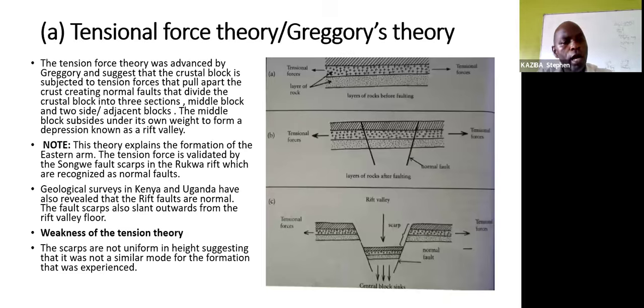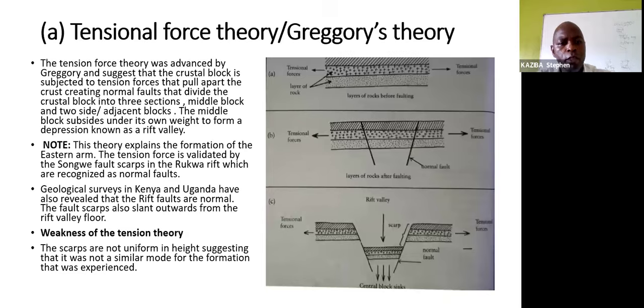So you have the diverging convective currents leading to tensional forces, which act on layers of the Earth's crust, leading to development of normal faults. And land is divided into three crustal blocks, the middle block and the two outer blocks. Then further action by tensional forces leads to the sinking of the middle block, which forms a Rift Valley.